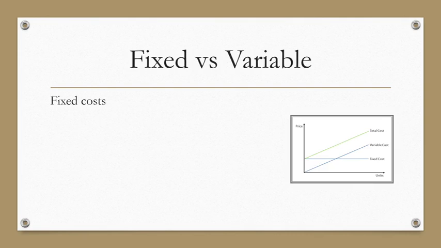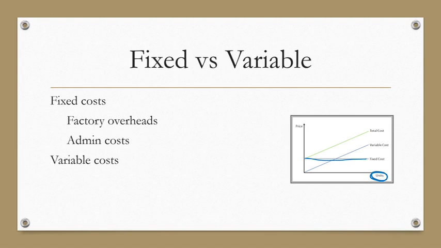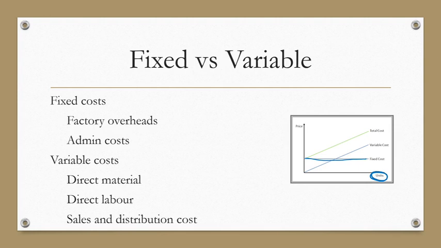Fixed cost versus variable cost. Fixed cost, there you see the fixed cost. It stays the same, irrespective of the number of items produced. Those are the units produced. Fixed cost stays the same. That will be your factory overheads and your admin cost. Variable cost will be your direct material, direct labor, sales and distribution cost.